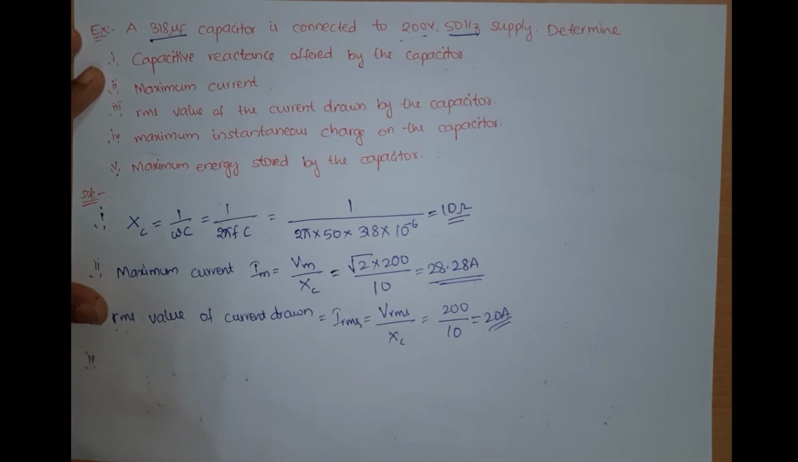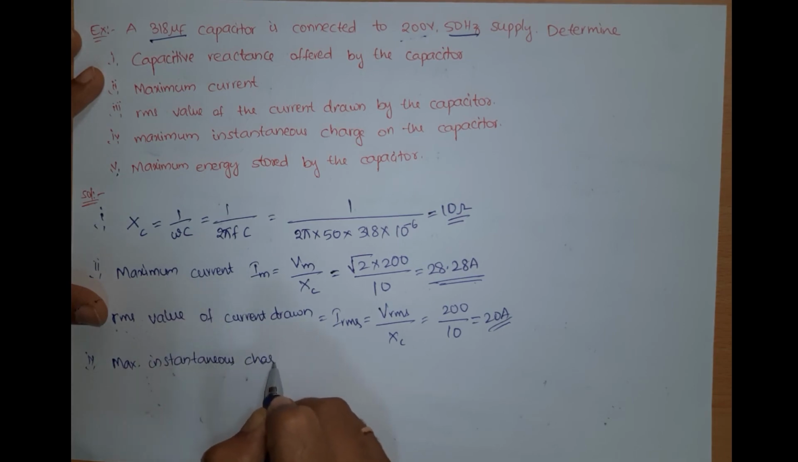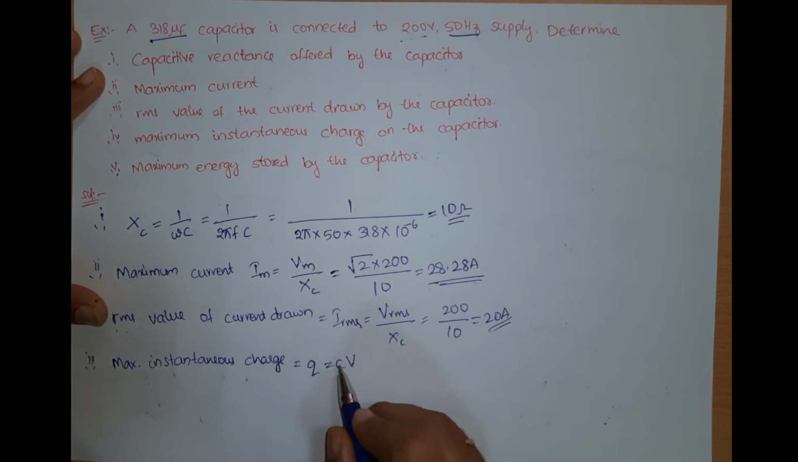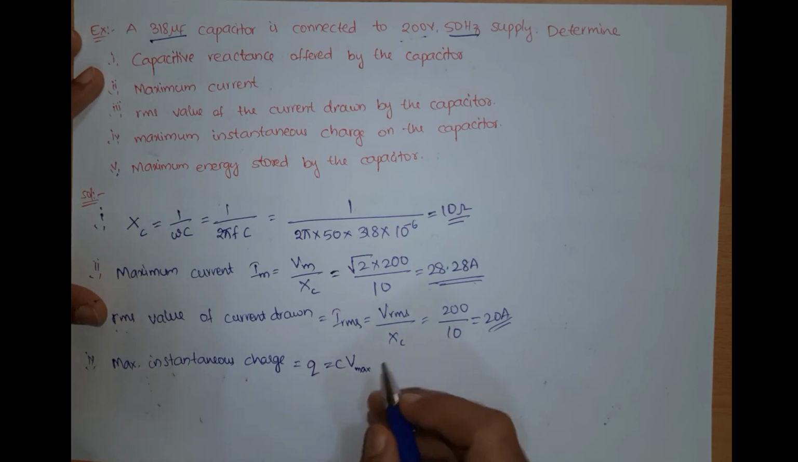Next, the fourth question is the maximum instantaneous charge. So we know that charge is defined by Q equals CV. But for this charge to be maximum, C is a constant, so if we take the value of charge at V max, then it will be our maximum value of charge, right? So Q equals C V max.